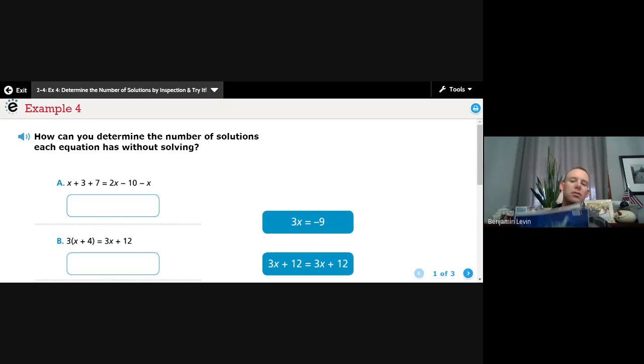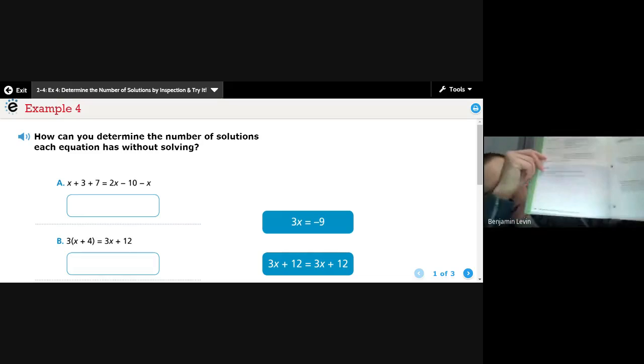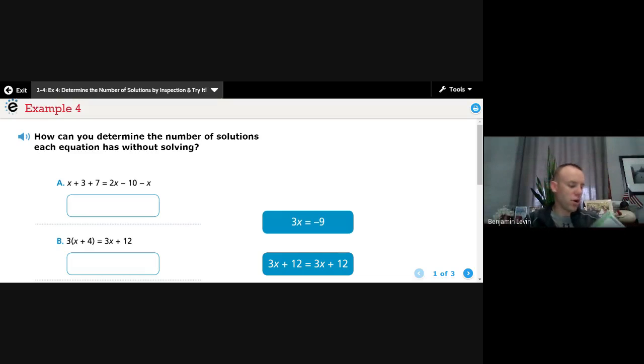So again, here's the page, here's the workbook. You guys all have this. If you turn to 110, you can follow along with these examples, okay? Page 110 in your workbook.